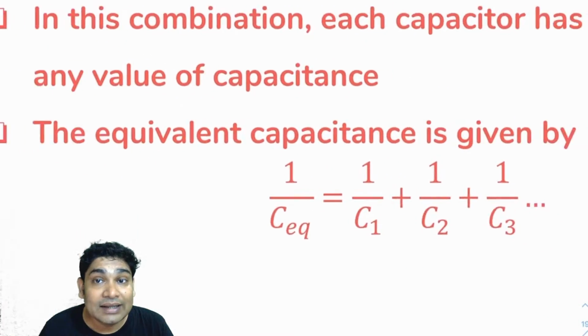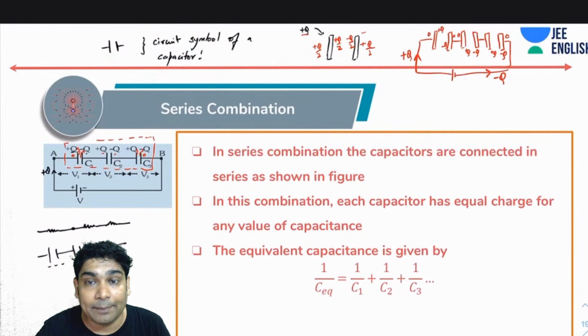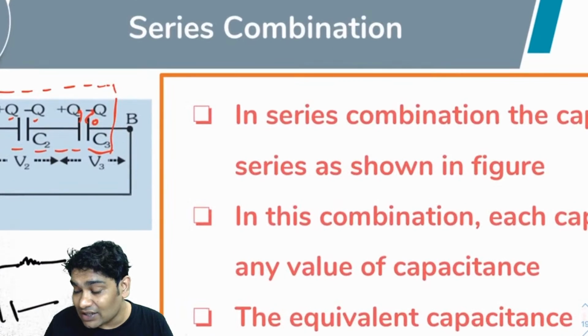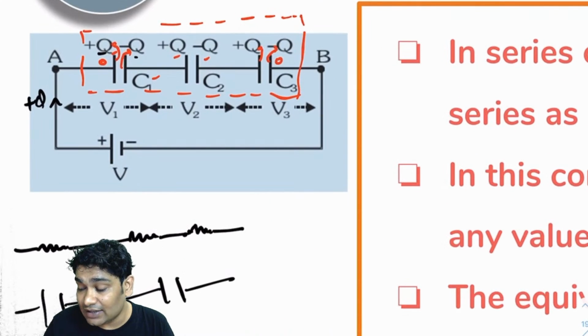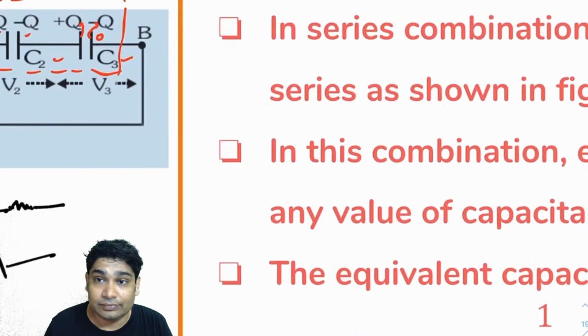What are you noticing? That whenever you're connecting any number of capacitors, of different capacitances also, in series, all these capacitors acquire an equal amount of charge. Alright, please remember this, that any number of capacitors of any individual capacitance, even if all their capacitances were different. See, this is C1, this is C2, this is C3. But still, the charges appearing on the capacitors are always identical.